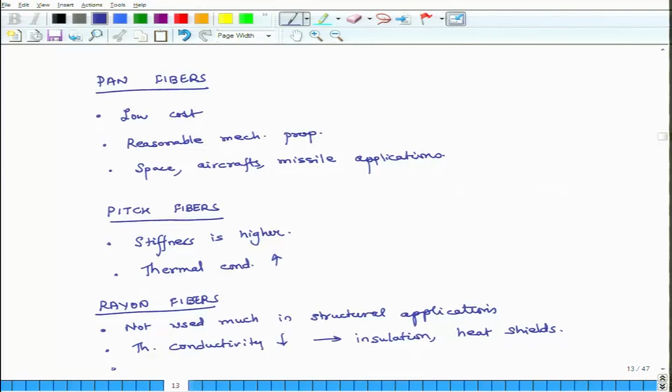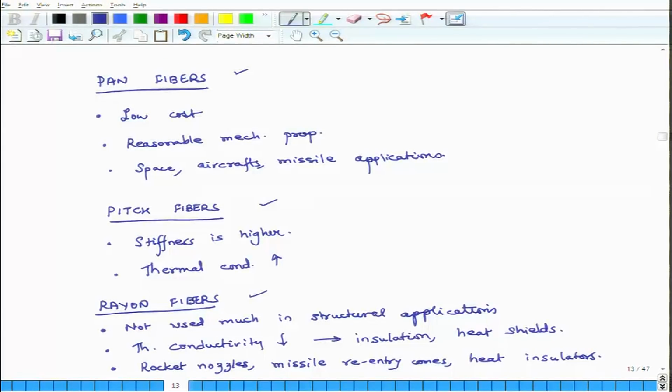And this is important, they have a lot of resistance to high heat, they can bear a lot of heat. So, they are used in rocket nozzles, missile re-entry cones, and heat insulators. Okay. So, this is PAN fiber, pitch fiber and rayon fiber.